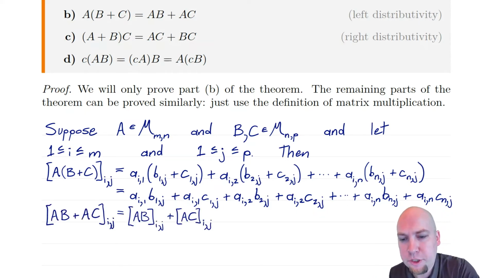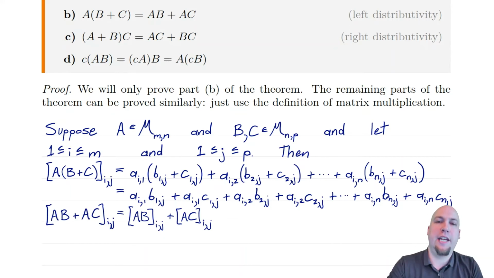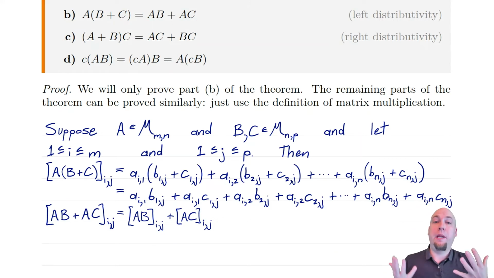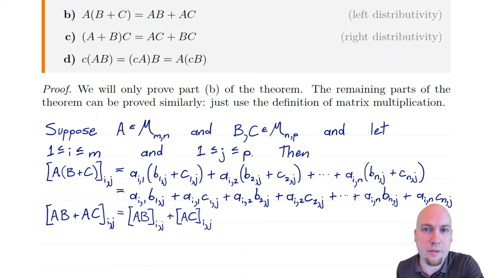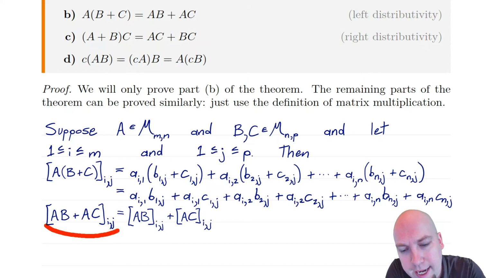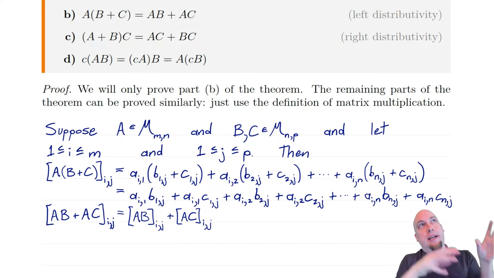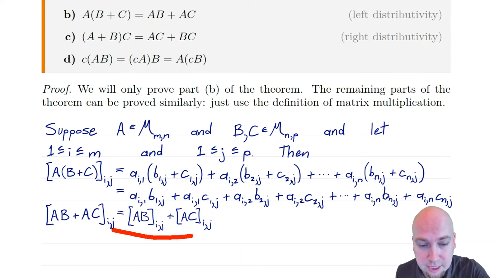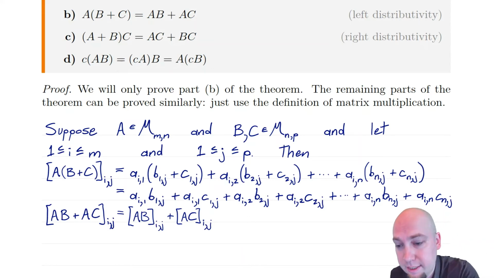So now I'm going to jump ship and say, okay, great, that's what the ij entry of the left-hand side equals. What does the ij entry of the right-hand side equal? My hope is that it equals the exact same thing, because then I know these matrices are the same. Well, the ij entry of a sum of two matrices is by definition the sum of the individual ij entries. Matrix addition is defined entry-wise, so I used the definition of matrix addition.